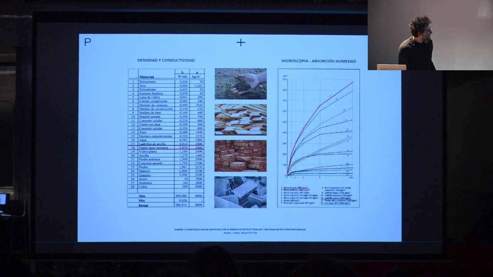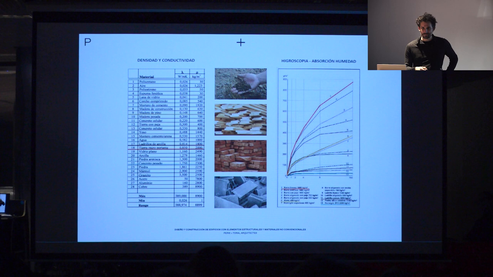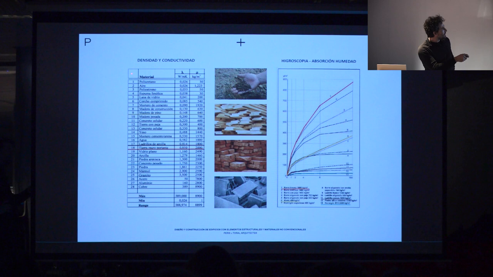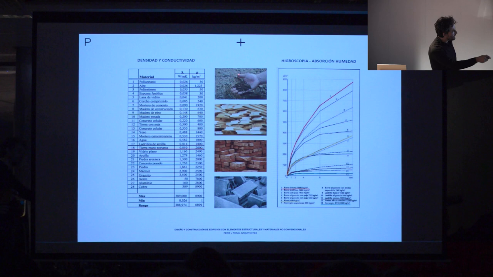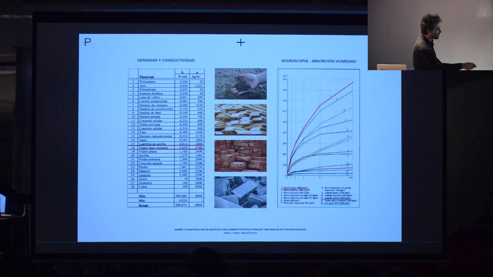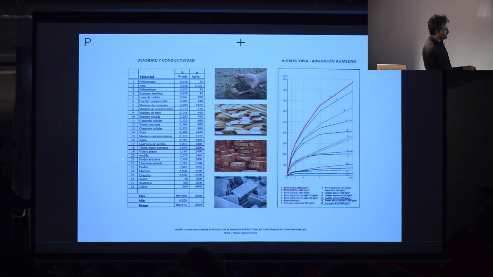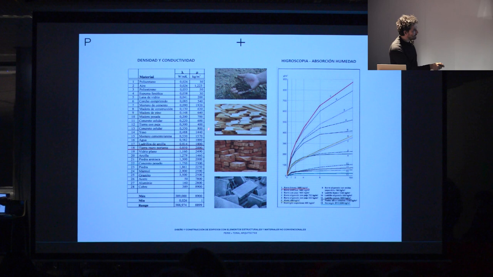Well, this is going back to Ibiza with this decision of building with earth. Here we are thinking of which materials have more inertia, so we have density and conductivity. We compare earth, timber, brick, and concrete. The worst is the timber, then the brick, then the earth with 2,000 kilos per cubic meter of density, and then the concrete, the champion of density and conductivity, with 2,300 kilos per cubic meter and a very good conductivity.